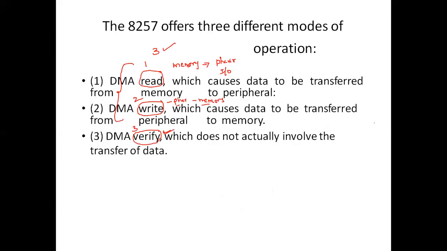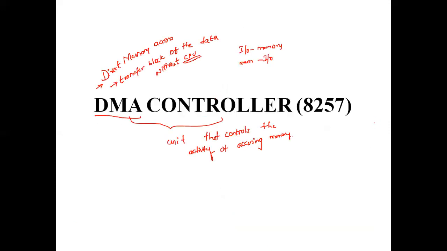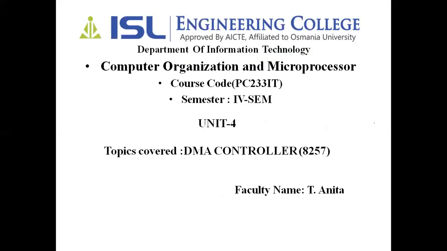And this is how the DMA controller works. DMA is direct memory access, which transfers a block of data from memory to IO, IO to memory, memory to memory, or IO to IO without the involvement of the CPU. The hardware unit which controls all of this is the DMA controller, which is the 8257. This is how the working, the architecture and the pin diagram of the 8257 DMA controller are, as follows.